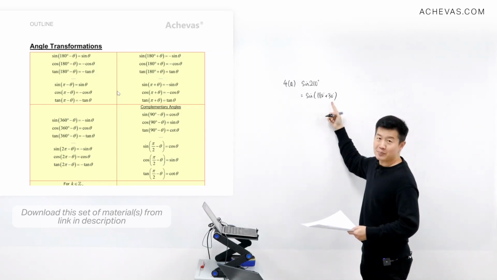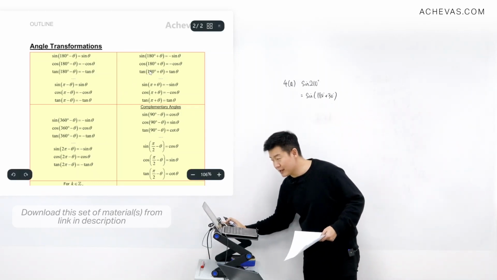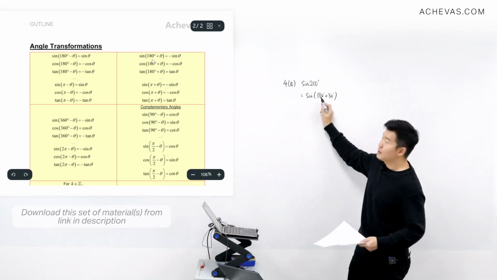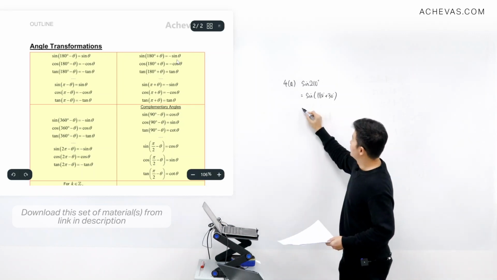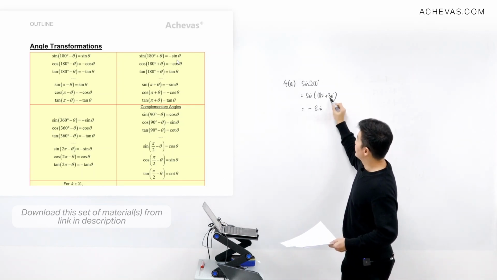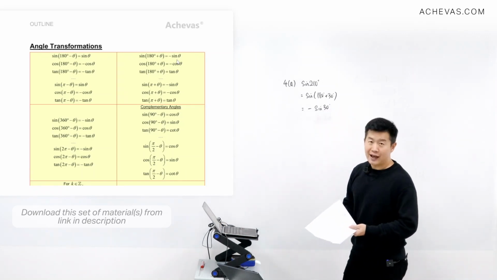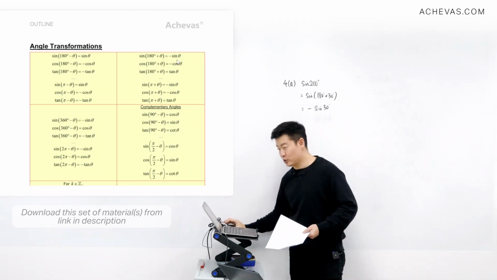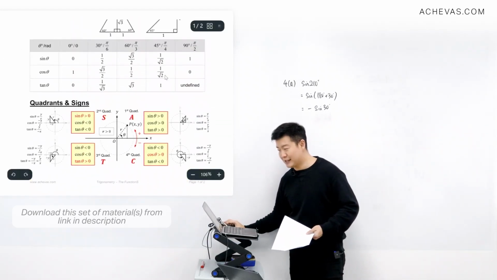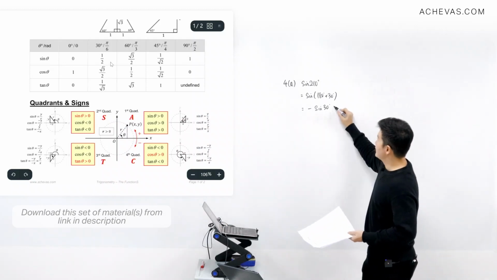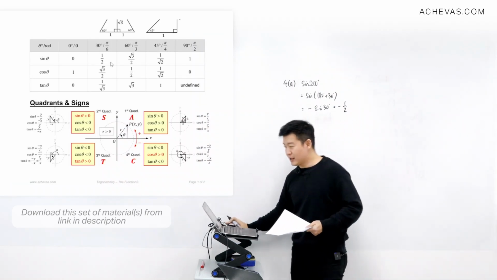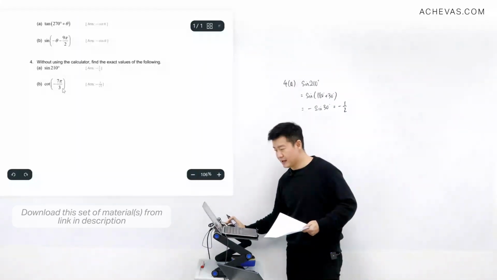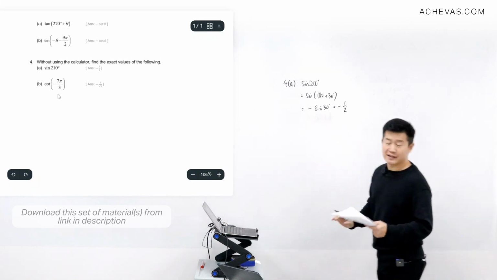Okay, this is what I mean by we do need to be a bit more creative, because what is 180 degrees plus an angle? Do we have it here? Yes, we have. Sine 180 degrees plus an angle is minus sine of the angle. So this is minus sine of the angle 30 degrees. And 30 degrees is a special angle. So what is sine 30 degrees? Sine 30 degrees is half. So this is equal to minus half.